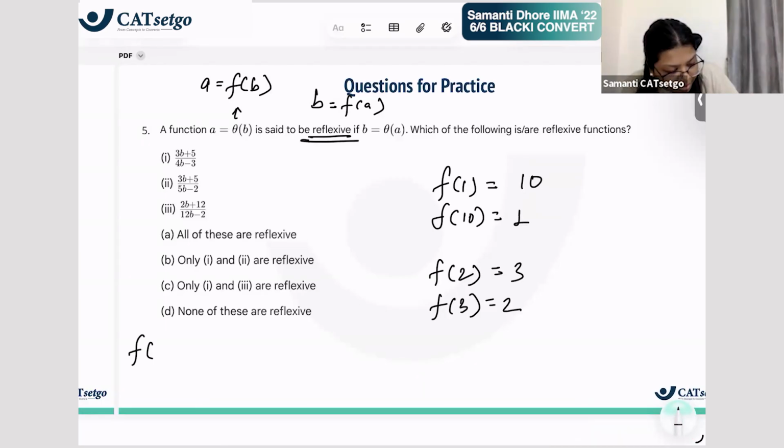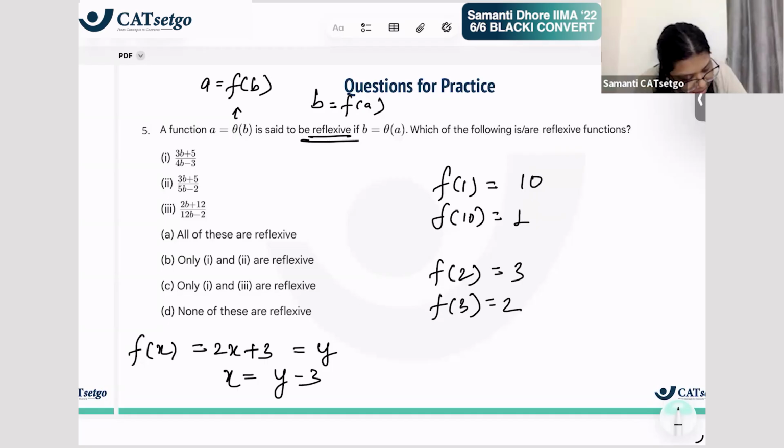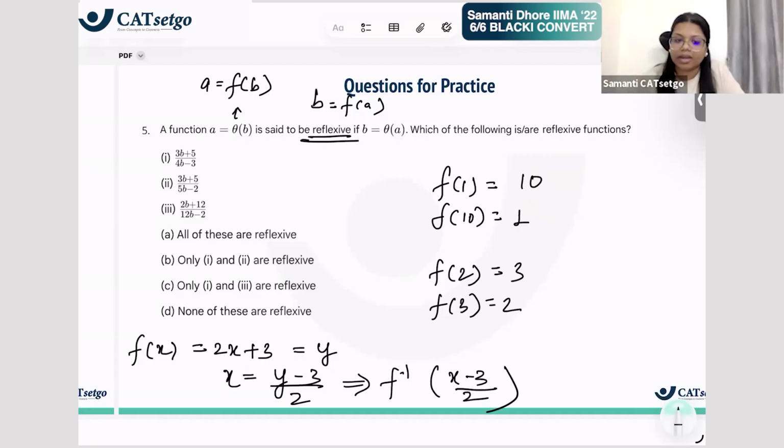ध्यान दो. So let's say you were given that f of x is equal to 2x plus 3. ठीक है. Somebody asked me a doubt. Is a reflexive function and inverse of a function the same? So let's say you are given this function 2x plus 3. तो इसको हमने y लिया, करेक्ट. तो हमने बोला x is equal to y minus 3 by 2, राइट. सो f inverse फंक्शन क्या हो गया, x minus 3 by 2 हो गया, करेक्ट.